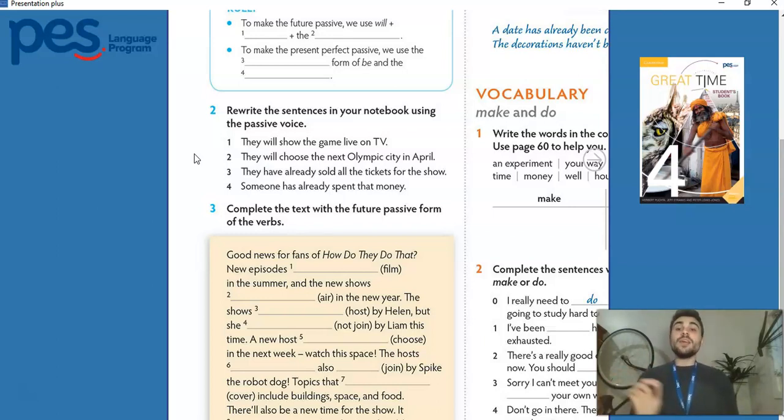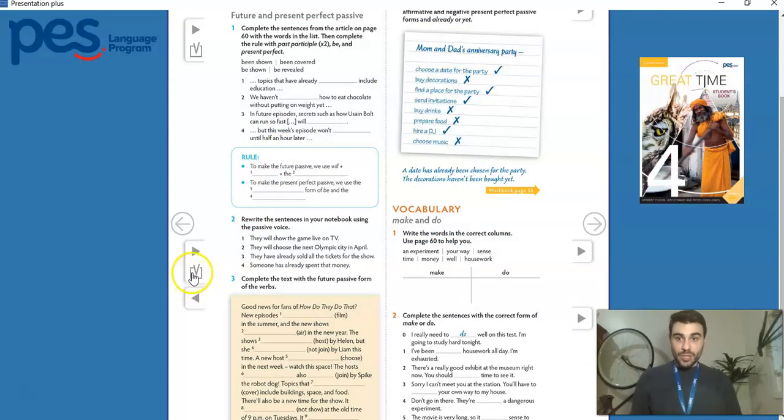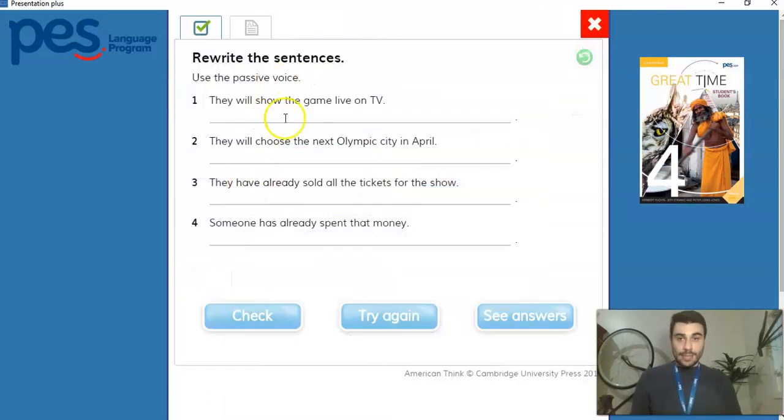2. They will choose the next Olympic city in April. 3. They have already sold all the tickets for the show. 4. Someone has already spent that money. Okay? I will do the first sentence with you, and then you will pause the video and do sentences 2, 3, and 4.